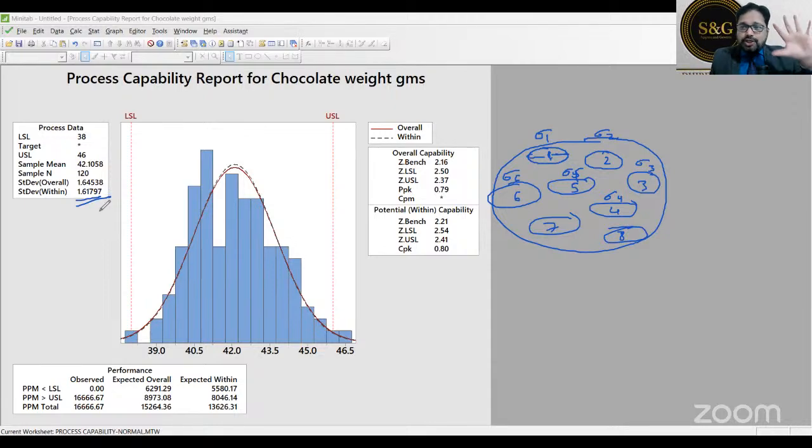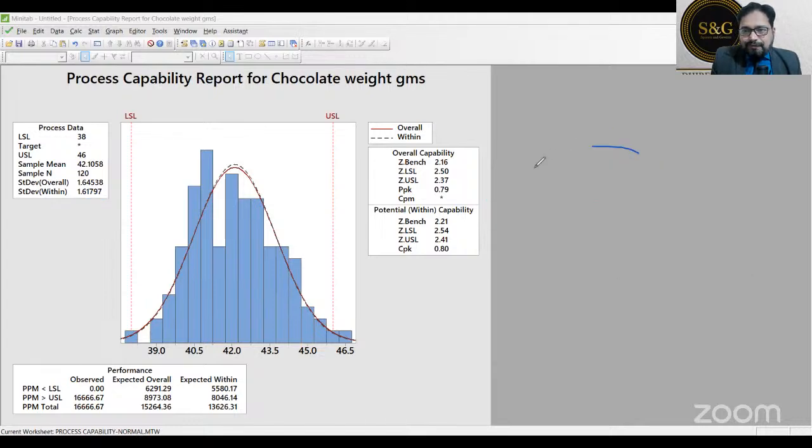And now imagine, forget about all the samples, the groups of 10. If I mix all the 120 chocolates together, okay, forget about all these small ones.